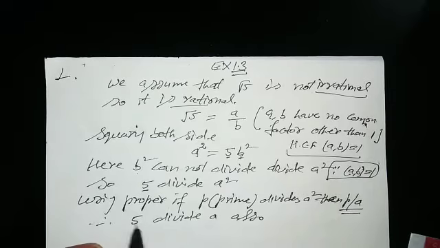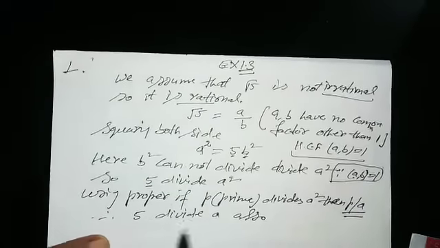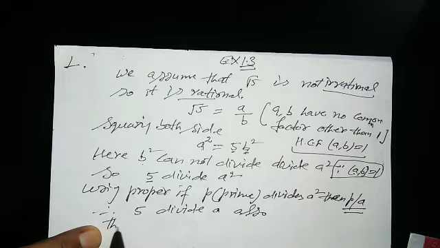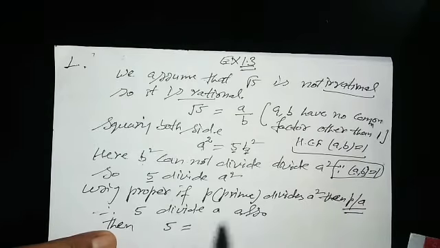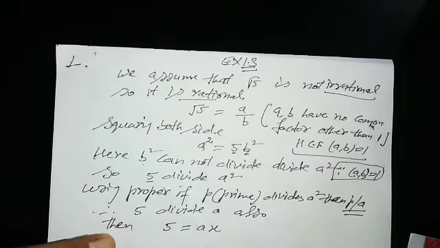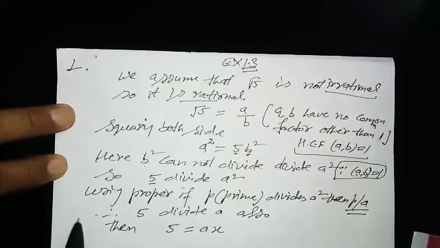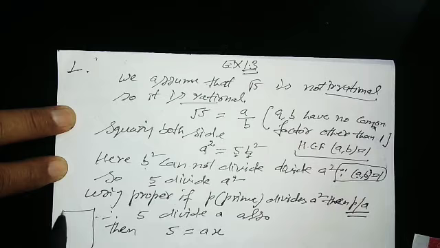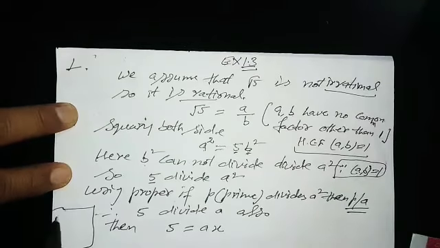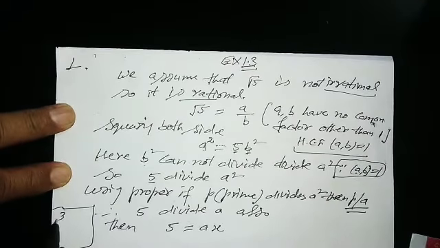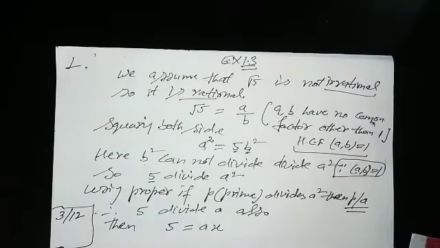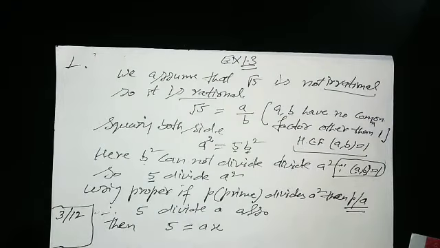Right? If 5 divides this number a, then this 5 can be written as this number into anything, you can take x. 5 may be written as ax. We can understand it with the help of this example. I say 3 divides 12. Okay, 3 divides 12.